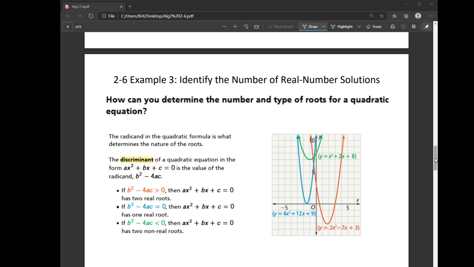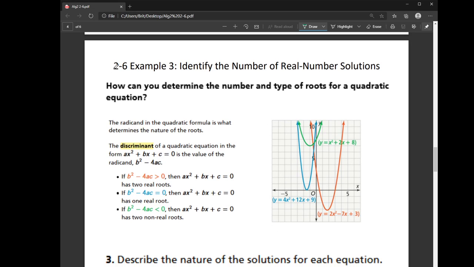In this video, I'm covering example 3 from section 2-6 in the SavvasRealize Algebra 2 textbook. So in this video, we are looking at how to identify the number of real number solutions. I hate that title. I'm not just identifying the real number solutions, it could also be the imaginary ones too. So we're looking at the number and type of roots.